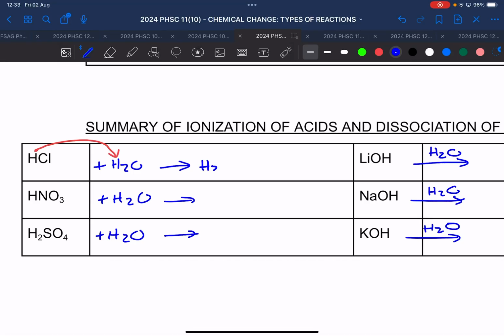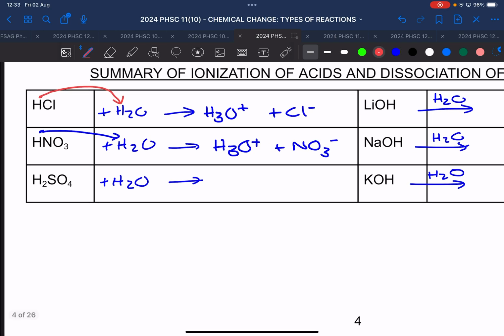and the chlorine ion. Same thing here, the hydrogen sits there, you get the hydronium ion and the nitrate ion. Now, the same thing here with sulfuric acid. The hydrogen goes and it sits there, but now you have two hydrogens, okay?